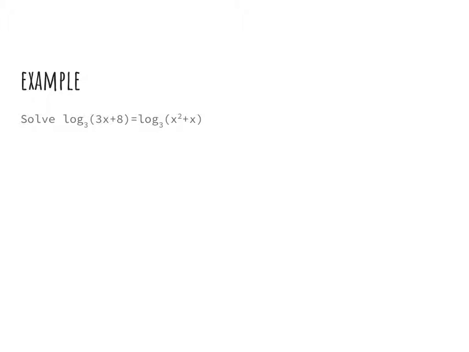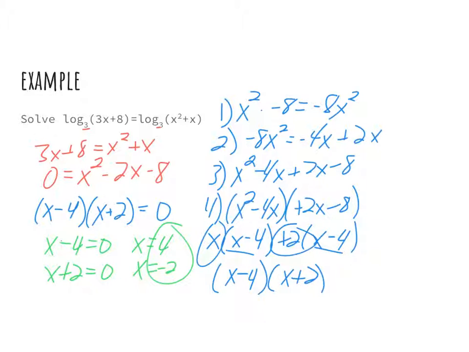Go ahead and pause the video, solve this one on your own, and then hit play and see how you did. Regardless of how you did it, you should have gotten an answer of x equals 4 and x equals negative 2.